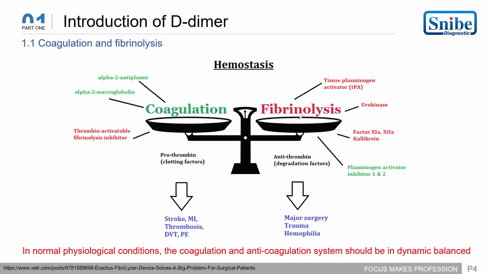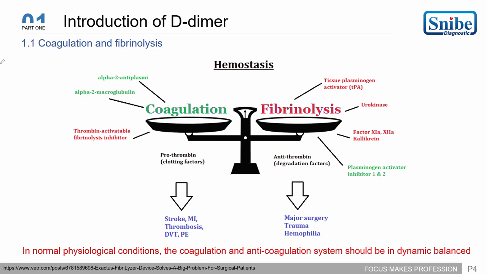If we talk about fibrinolysis, the breakdown of fibrinogen, degradation factors like antithrombin, factor 11A, 12A, kallikrein, urokinase, tissue plasminogen activators, and plasminogen activator inhibitors 1 and 2 play a very important role. Usually during major surgery, trauma, and hemophilia cases, fibrinolysis progresses. If you have any question, please ask.